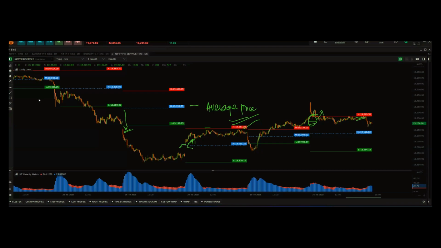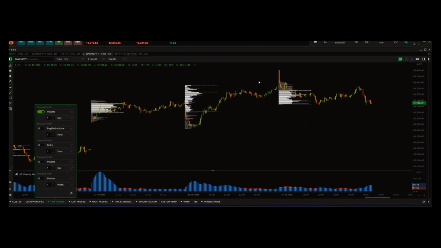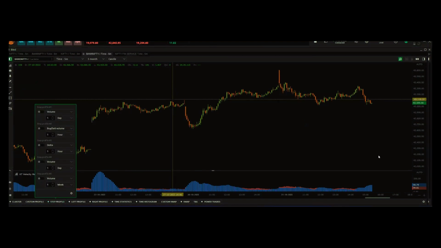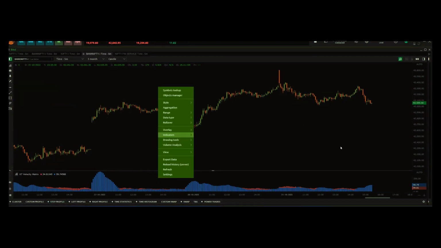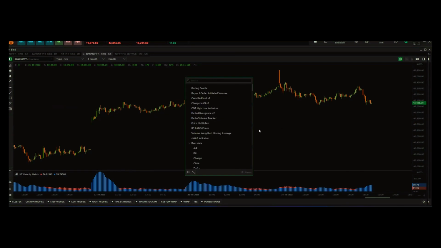Is that clear? Or any questions? You can take, we can look at Bank Nifty as well. Oh, HLG. Where was the low printed, around which price point?